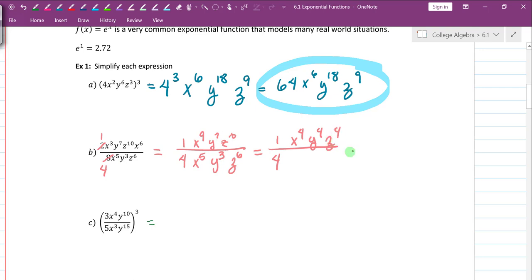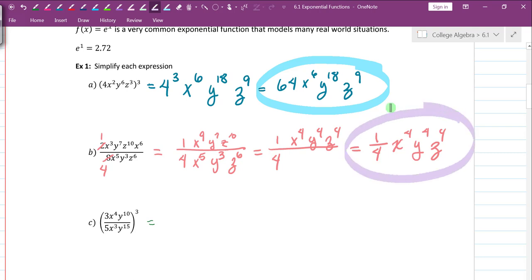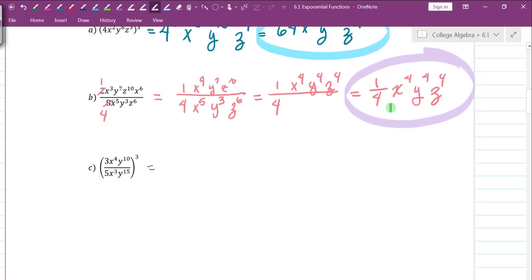So this is actually going to be rewritten as this, and this is a more proper form. And right here is our final answer. Okay, what I want you to do is pause your video right now, and solve number C. And then when you're done, push play to see if you got the right answer. I'll see you back in just a moment.